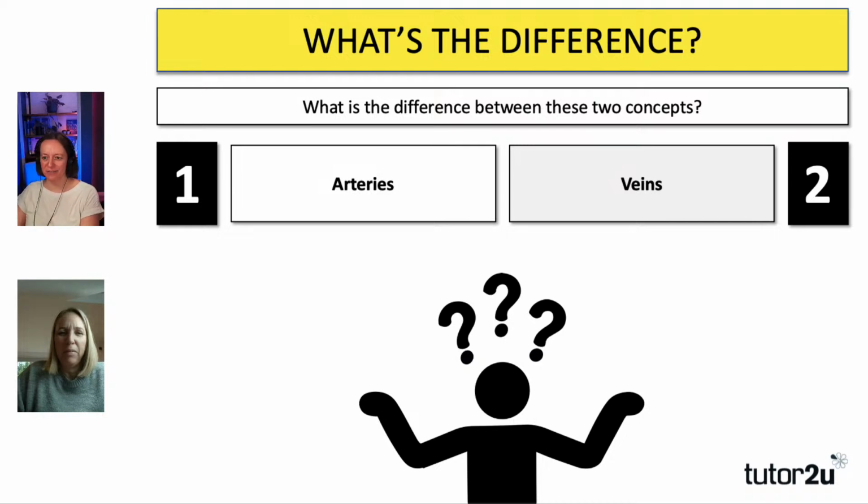Okay, another what's the difference, Lynn? Yeah, so this time we've got arteries and veins. So what's the difference between these two concepts? We talk a lot, don't we, about arteries and veins and the blood flowing through, but what's the difference between them? Think about what they are and how would you describe them so that we've got some clear differences between the two. Brilliant. So give you a bit of time.